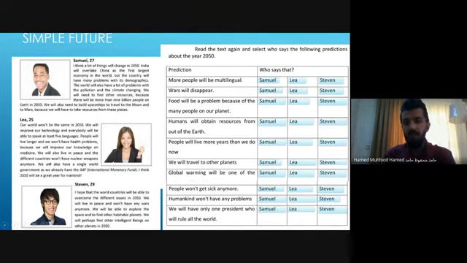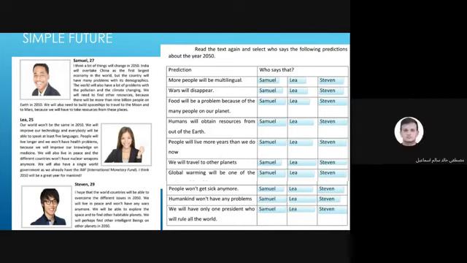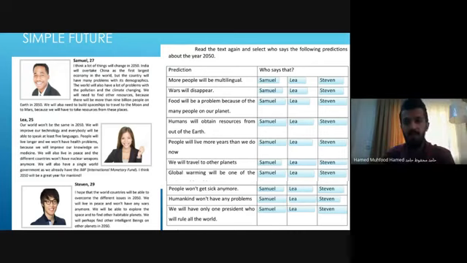So the first one says more people will be multilingual. Who presented this prediction? Mustafa? Lee. Yes, that's right. Lee said that more people will speak at least 5 languages because of the advanced technology at that time, which she thinks will help people improve their linguistic abilities.